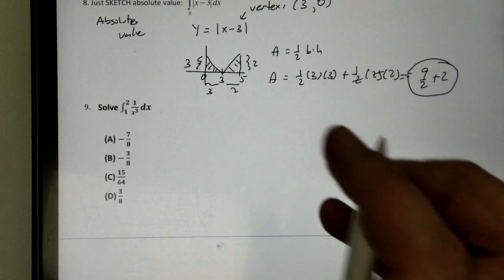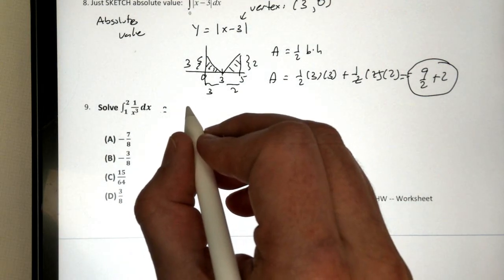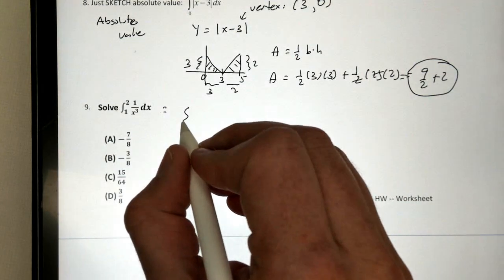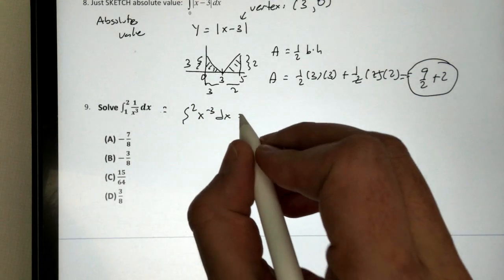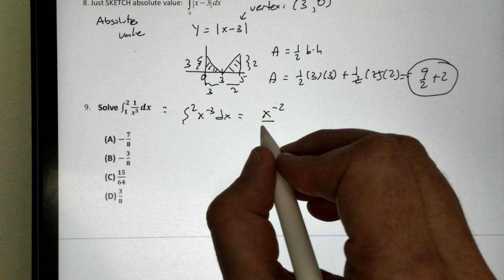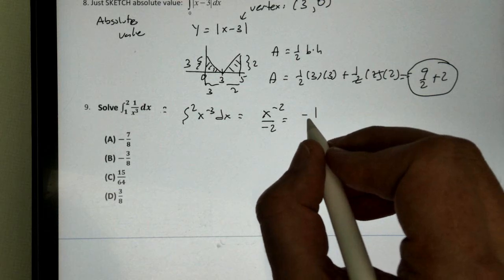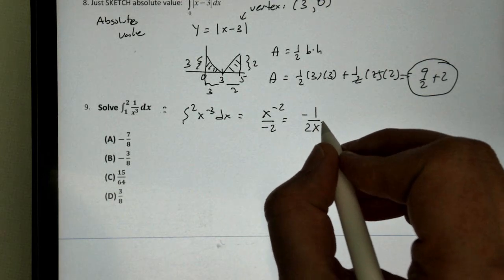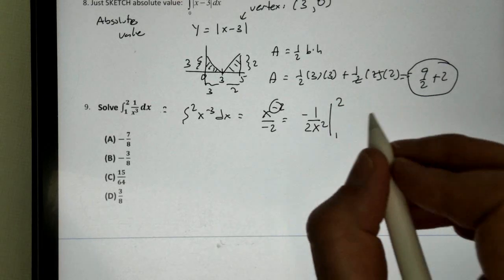So go and try number 9 here. We want to try this one. We're going to bring this power up. So if we were to integrate it, remember, we're going to write this as x to the negative 3 dx. Integrating it, adding 1, we get x to the negative 2 over negative 2, or negative 1 over 2 x squared. We don't like the negative exponent. We evaluate that from 1 to 2.